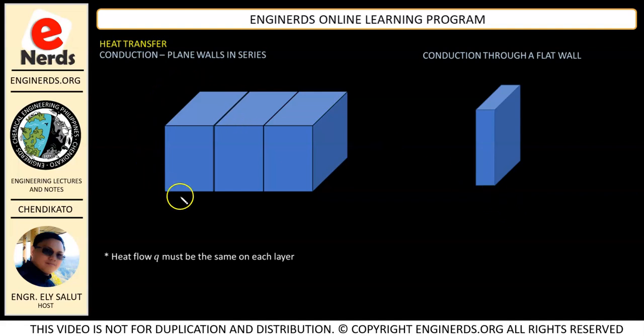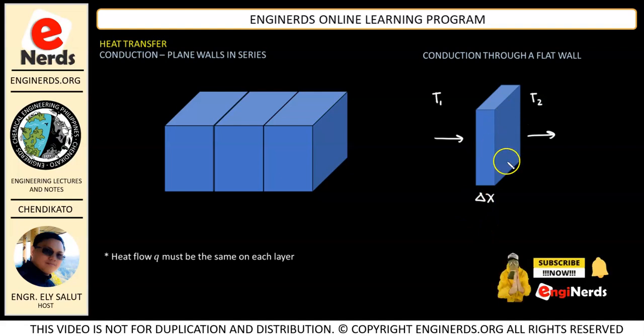However, before we proceed with plane walls in series, let us first have a quick review of our previous lesson about conduction through a flat wall. So let us identify again the variables that we use in calculating heat transfer in conduction. Let's say our heat is flowing in this direction. One parameter that we are considering is temperature. So we note the temperature on the outside surface and the temperature on the inside surface. Aside from that, we also take note of the thickness of our wall, which we know as delta X. And of course, we need the thermal conductivity of our wall, K.